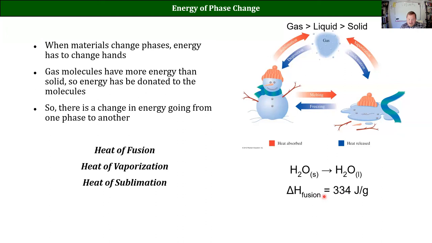The negative sign is frequently not written for heat of fusion, heat of vaporization, and heat of sublimation. They're usually not written with a negative sign, because you need to keep track of whether you are going from a gas to a solid or a solid to a gas. And you have to think about whether that is releasing energy to the surroundings or absorbing energy from the surroundings.